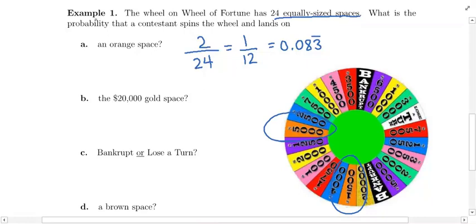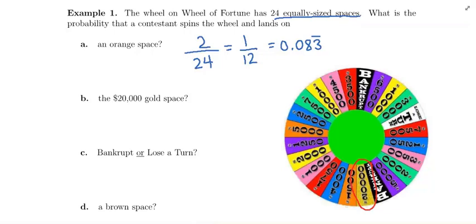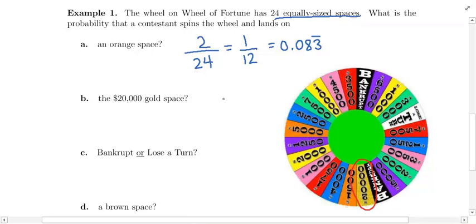Next, let's figure out the probability of landing on that $20,000 gold space, which is right here. Looking at the wheel, that's rare. There's only one of those. There's 24 possibilities. That's what's always going to go in the denominator, the total number of possibilities. And there's only one spot that's gold and $20,000. So there's one spot out of 24, and that's your probability, 1 out of 24.